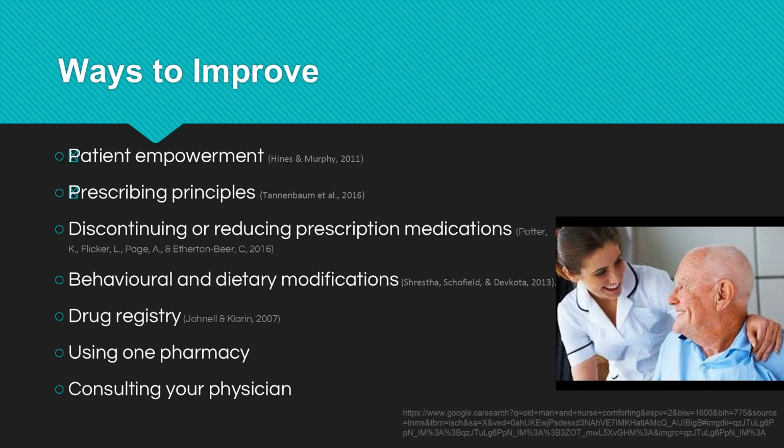Implementing a drug registry where physicians can search medications quickly to see which drugs interact with each other will allow them to prescribe appropriately. Using one pharmacy will make it easier to manage all your medications, and consulting your physician before taking any over-the-counter medications with prescriptions helps to avoid overdosage.